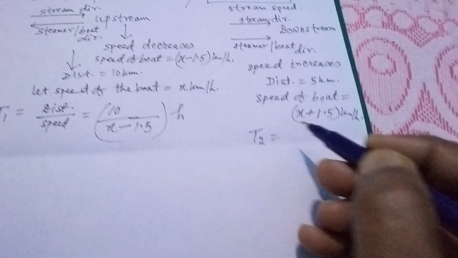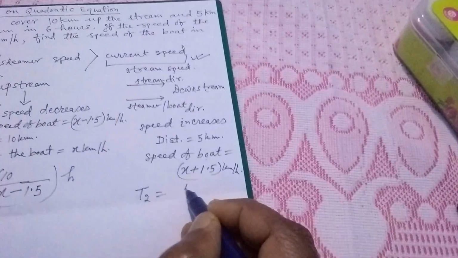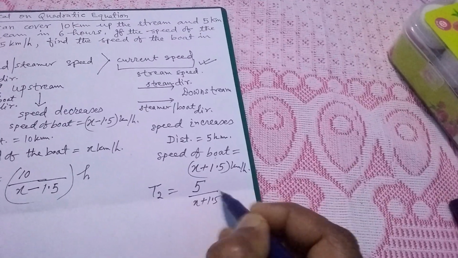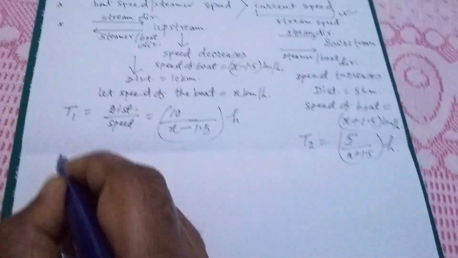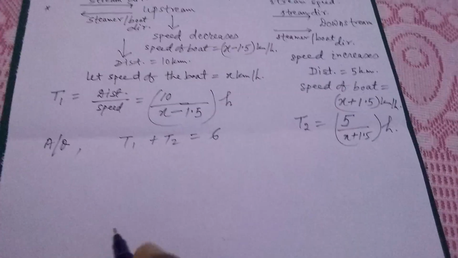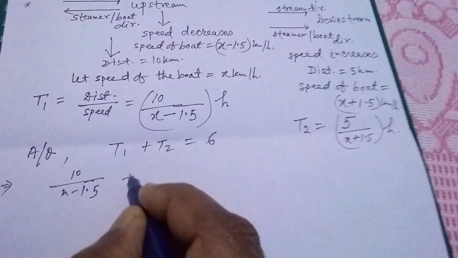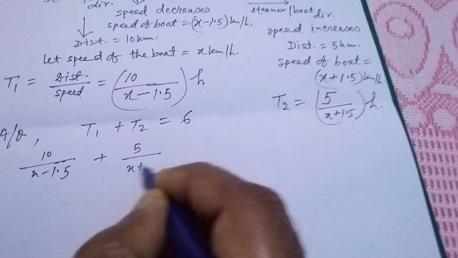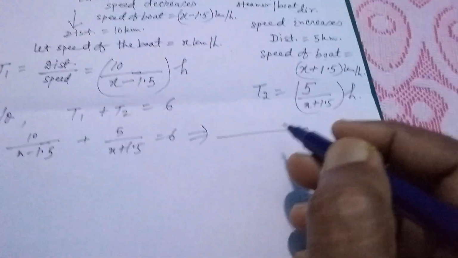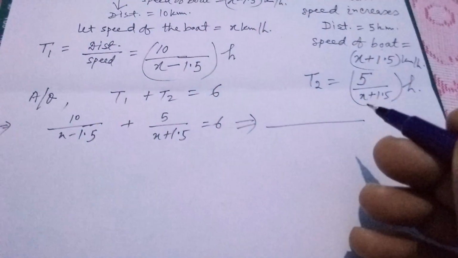Now T2 is the time in the downstream. So here also the same formula, distance by speed. Distance is 5 kilometers and speed of the boat is x plus 1.5. So this many hours. And according to the question, total time T1 plus T2 is equal to 6. Now you put the value. T1 is 10 by x minus 1.5 plus 5 by x plus 1.5 equals 6. Implies that. Now, you know, I had explained in one video that when two different numbers are there having no common factor, in that case we multiply both the numbers.